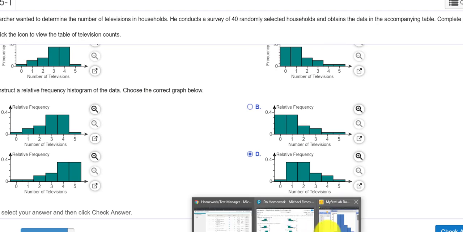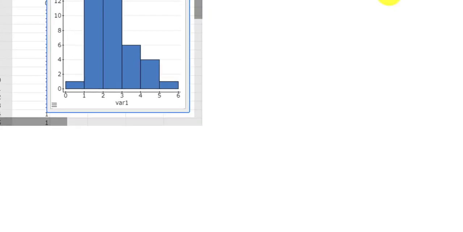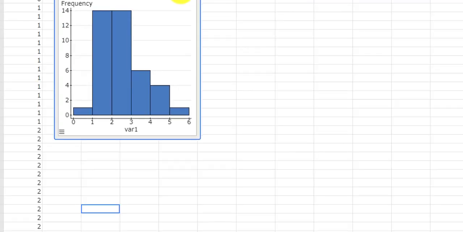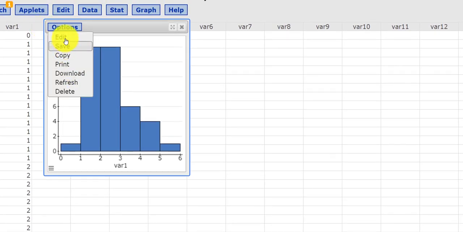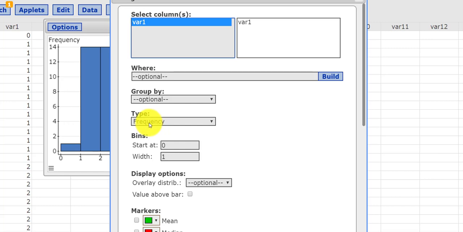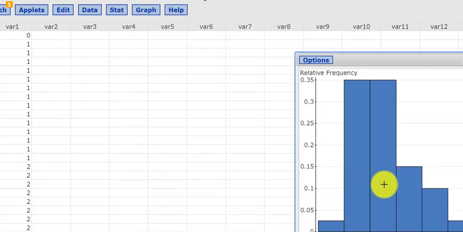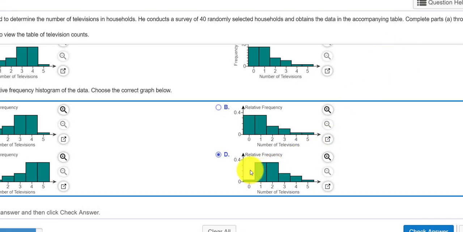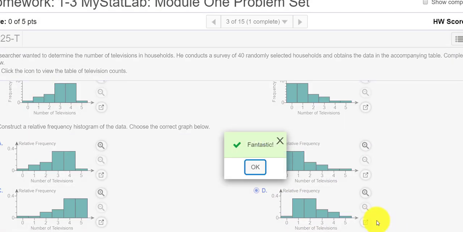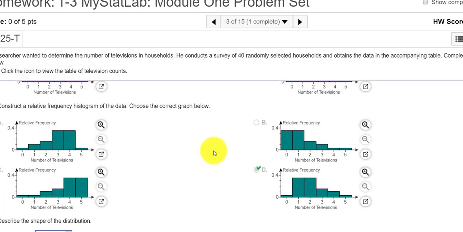But just to confirm that, if you go back to StatCrunch, right here was my histogram. Oops, a little too big. If I press Options, Edit, I'm going to change the word frequency to relative frequency, and notice the graph looks the same. All right. So I press check answer, and it says well done.